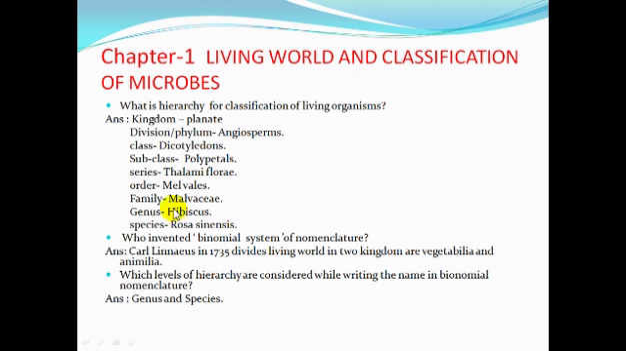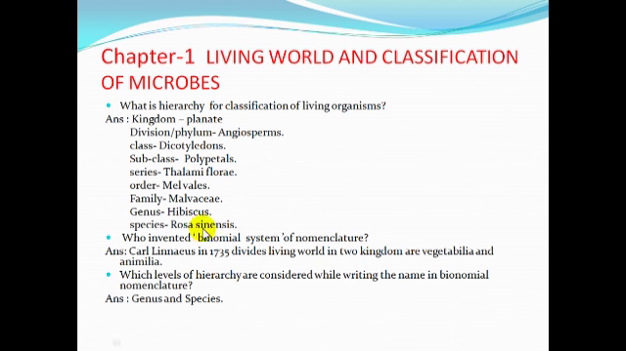For example, the hibiscus family name is Malvaceae and it belongs to the species Rosa sinensis. The order is Malvales, series is Thalamiflorae, subclass is Polypetalae, class is Dicotyledons, and the division, sorry, phylum is Angiosperms, and the kingdom is Plantae. So these are the different classifications scientists use to classify different types of living organisms, any flower, any small organism, any microbes.